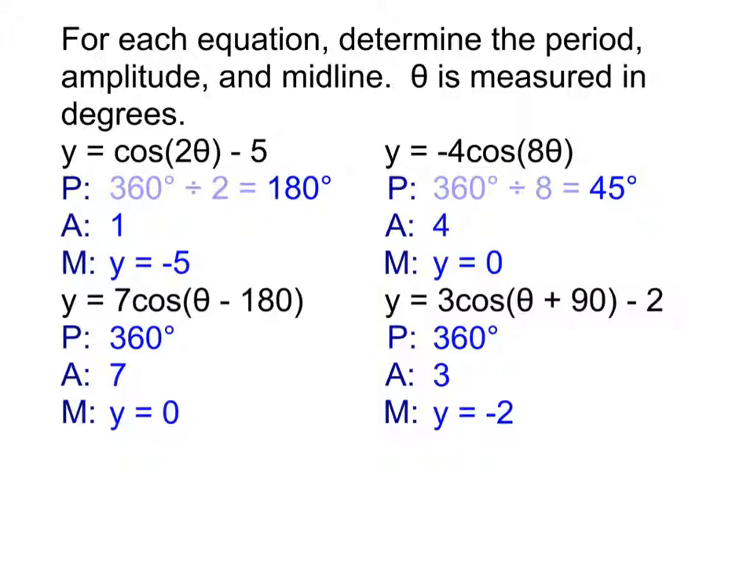Now this one up here, notice our amplitude is 4. Remember what our definition of amplitude is: the distance from the midline to the top or the bottom of my wave. It's a distance. Since it's a distance, it must always be a positive value. So the actual 4 gives us our amplitude. The negative is just flipping it upside down, but it doesn't change how far up or down we go.